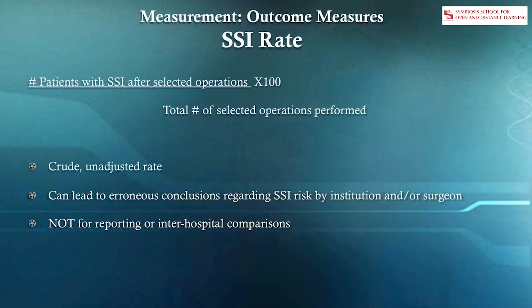Patient education material is nowadays handed over, and they are asked to call back or come to the hospital if they notice any redness or pus coming out from the wound, or there is excruciating pain, or fever. SSI rate: patients with SSI after selected operations divided by total number of selected operations performed, multiplied by 100. This is the SSI rate, that is how you are going to calculate.